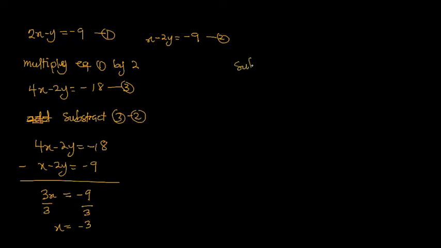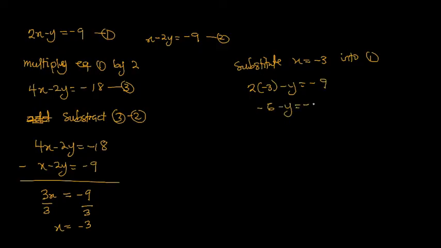So if I substitute x is equal to minus 3 into equation 1, I'm going to have 2 into bracket minus 3, minus y is equal to minus 9. This gives me minus 6 minus y is equal to minus 9. The negative 6 goes to the other side of the equal sign and becomes plus 6. Then minus y will give me minus 3 over here. Divide both sides by negative 1, then this will cancel this. I have y to be equal to 3 now.